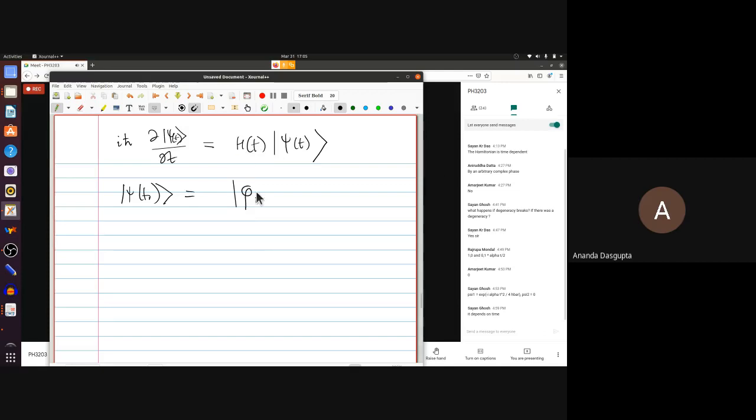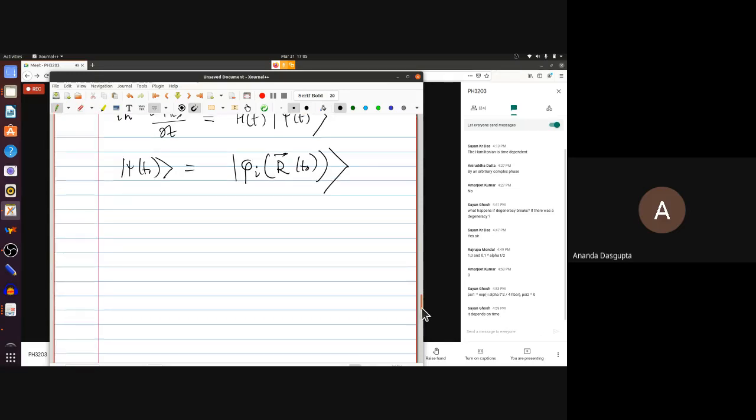We are given that at time t0, psi of t0 is one of the instantaneous energy eigenstates of H, that is phi i of R of t0. The only problem with writing this expression out is that there are many brackets which you have to open and close, so I have to be careful about that. Other than that, this is pretty straightforward. All you're saying is that at time t0, there's a particular bunch of parameters that fixes the Hamiltonian at time t0. You have an ith energy eigenstate corresponding to the instantaneous energy eigenvalue E i.